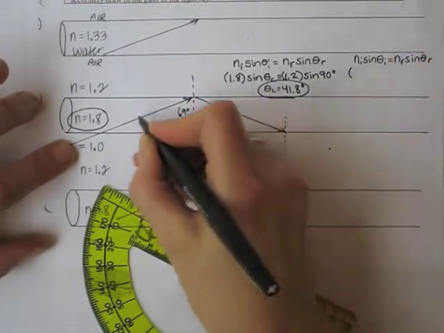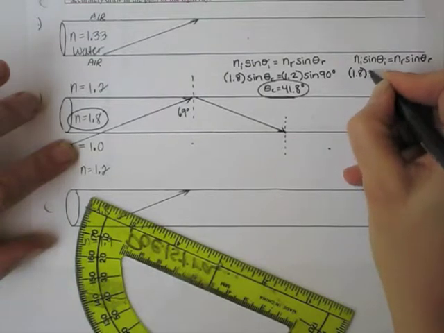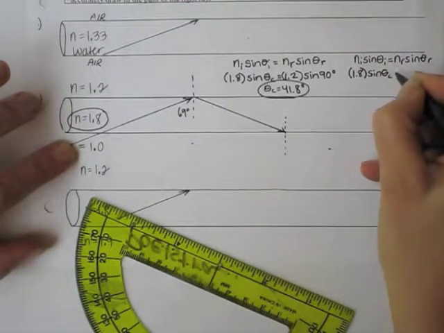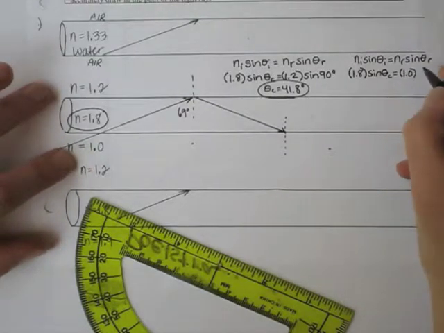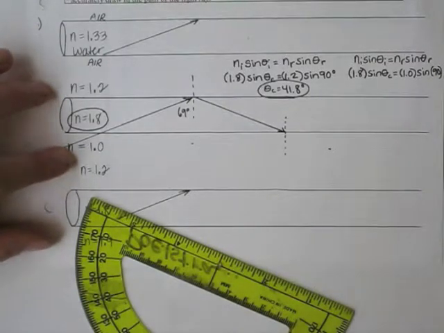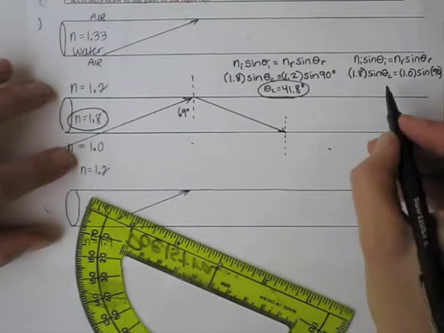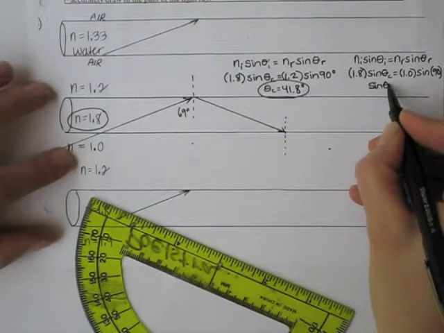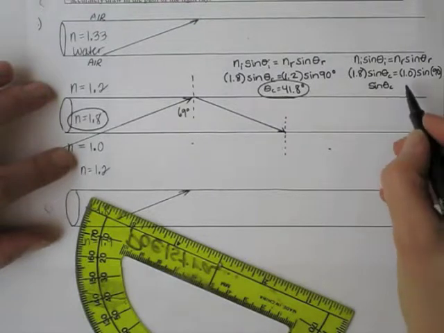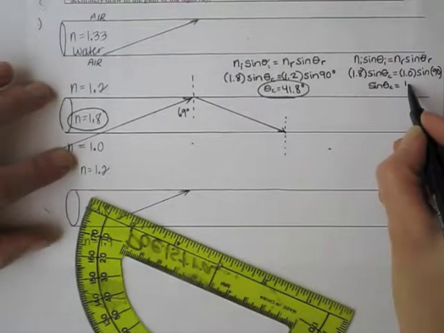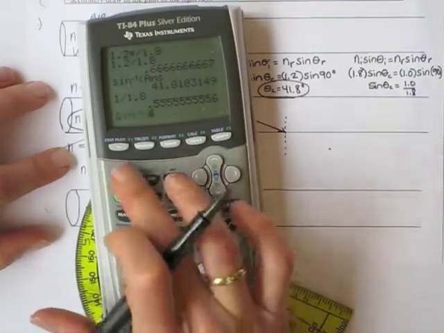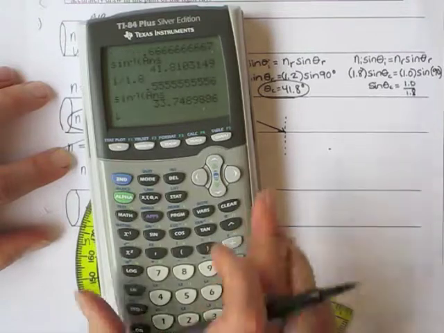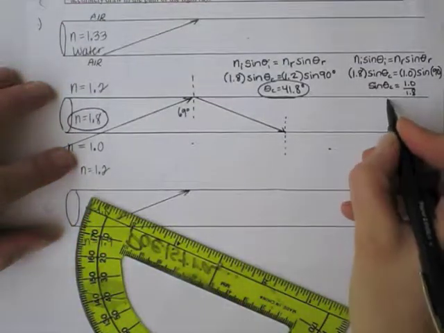So the incident material is 1.8. I'm looking for the critical angle. And the refracted material is 1.0, so that must be air or a vacuum. And the angle of refraction is 90 degrees if you're looking for the critical angle. And so sine of the critical angle is 1 over 1.8. So 1 divided by 1.8, inverse sine, is 33.7 degrees.